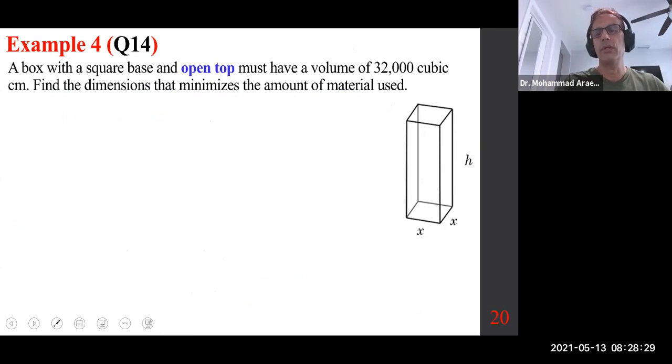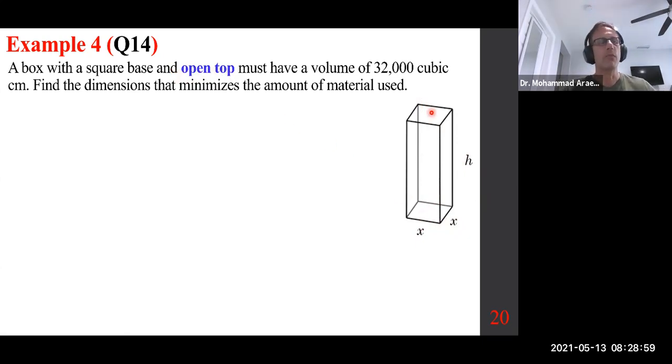The volume is the area of the base times the height, which is normally length times width times the height. In this case, it becomes x squared times h because the base is a square. The surface area: we have 4 walls, x times h times 4 of them. We have the base, x squared, and the top, x squared, 2x squared. However, open top, only 1 x squared.